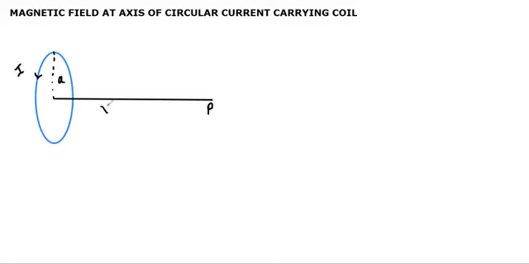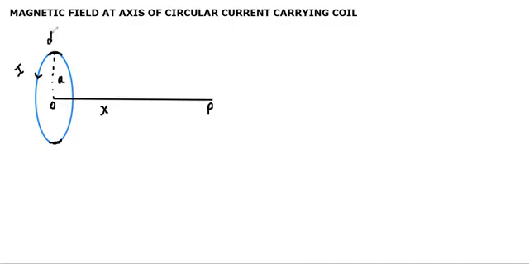Let its distance be x from the center. So from the center, its distance is x. Now what you have to do, you have to mark a few current elements, or say length elements, in which current is flowing, due to which there would be a magnetic field at point P. See, this whole ring is contributing towards the magnetic field at this point. So I'm not taking the whole length of this ring, I'm just taking two small length elements.